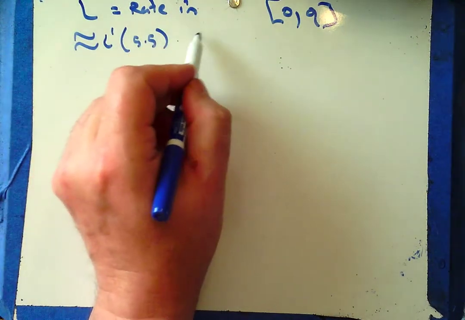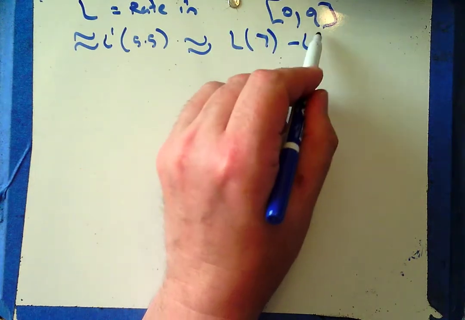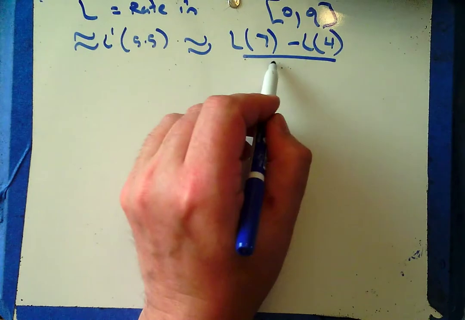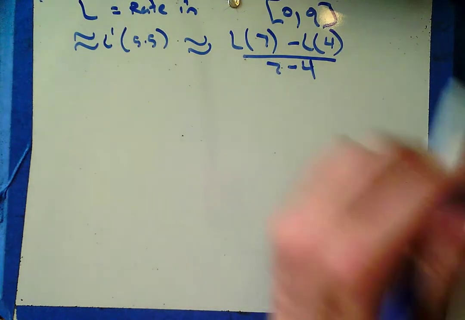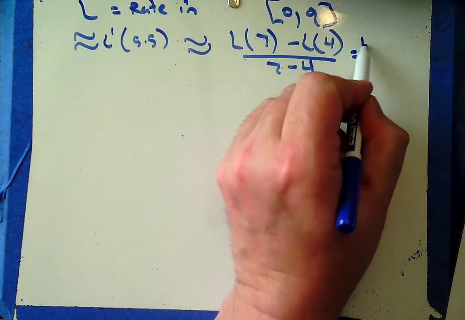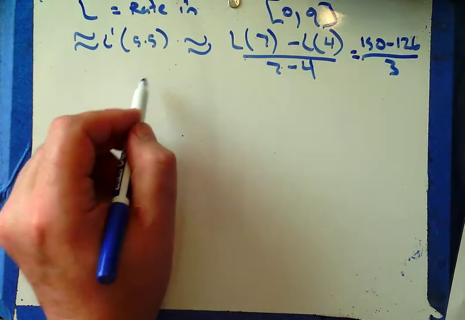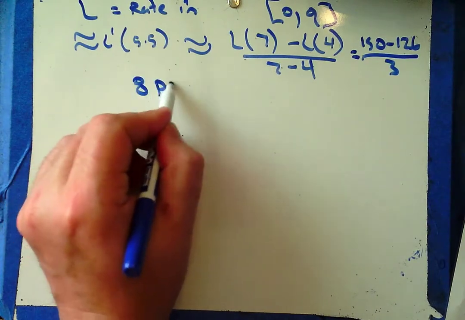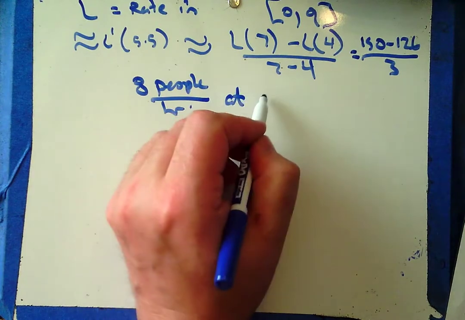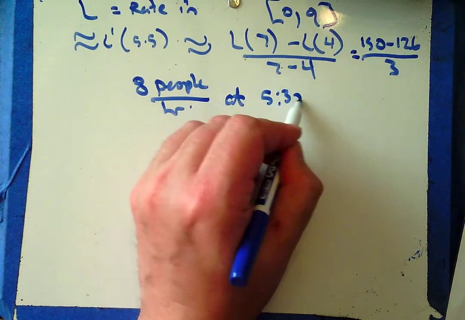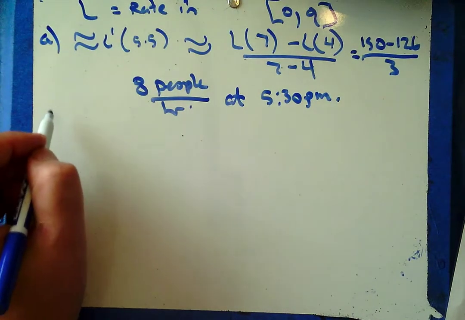And I can approximate that with L of 7 minus L of 4 over 7 minus 4. And when I do that computation, I get 150 minus 126 over 3, or 8 people per hour at 5:30 p.m. Okay, there's part A. I'm sorry, yes, part A.